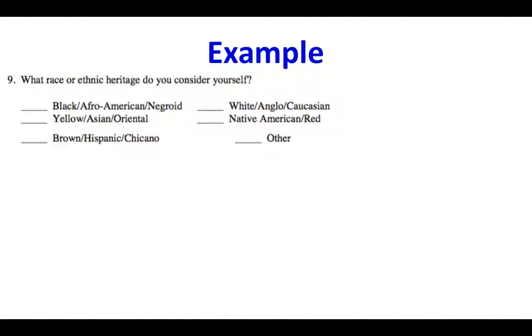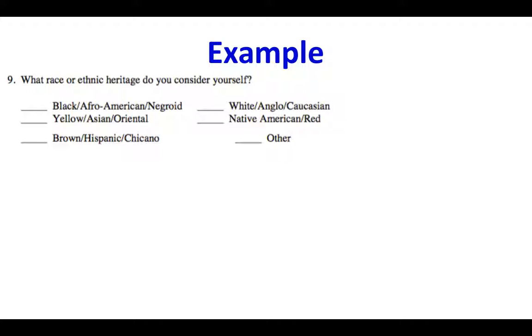So here's an example of some questions that I would consider need improving. For example, here's a question: what race or ethnic heritage do you consider yourself? You'll notice this was done a long time ago in America, and they've used a lot of colours to describe people's ethnicity or race. That's not something that we do nowadays, and so in terms of a review, I would give the feedback, how about you use more politically correct terminology than black and white?